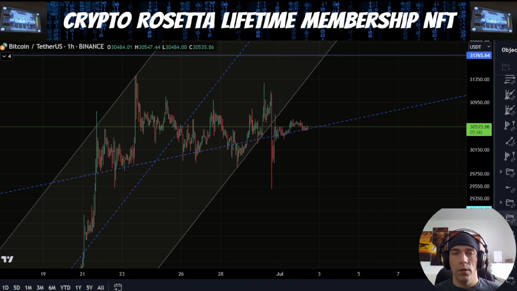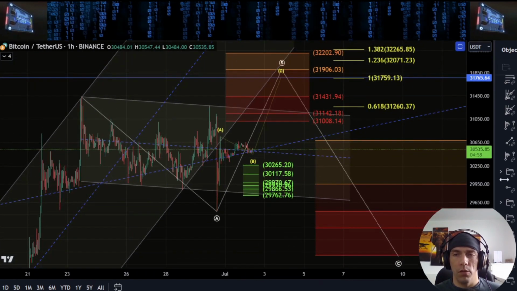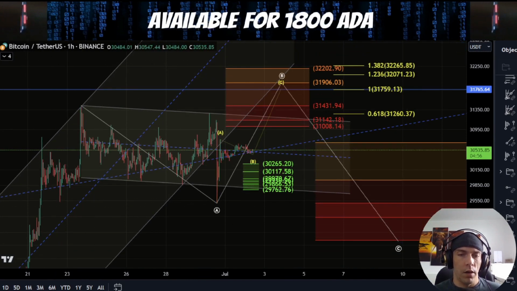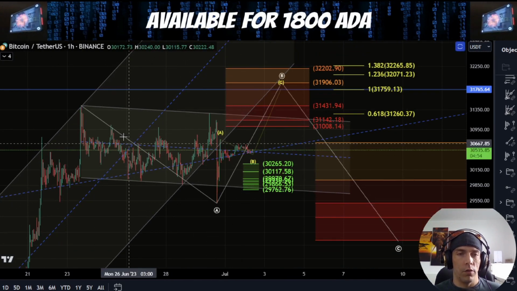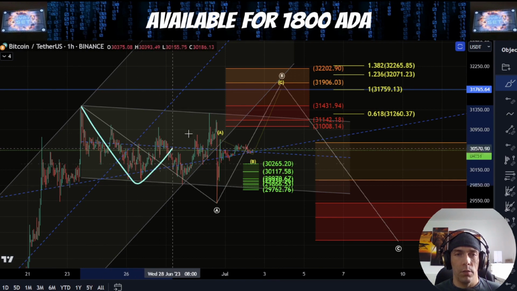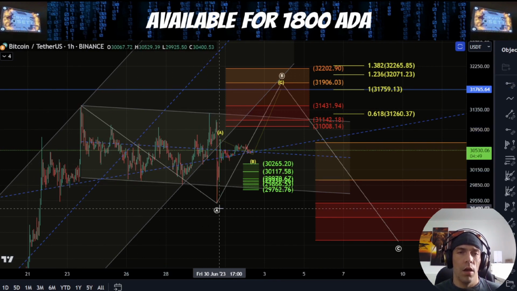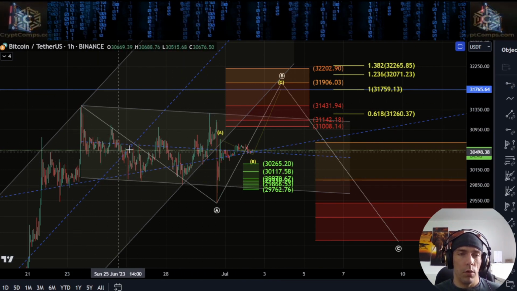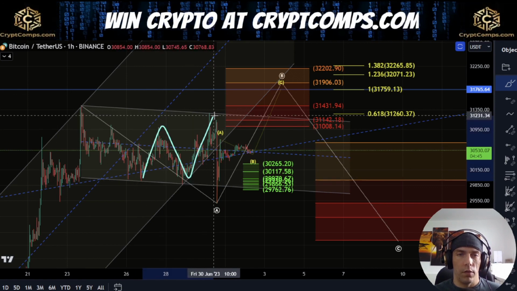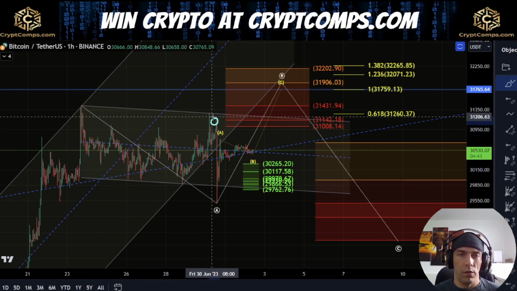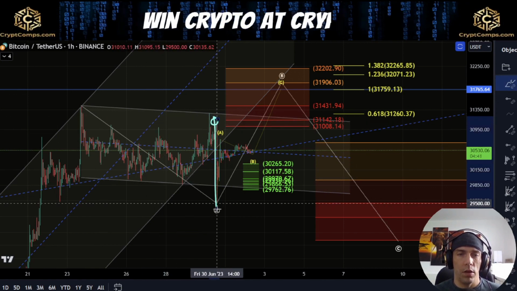So if we are looking at this as a corrective move, one thing I'm just being mindful of is if we count this whole move here as a corrective structure here, where either we count this as W, X, and Y, or alternatively, what we could argue is that within here, we've had this as a flat correction, which completes into this point here, and then we've got a completed move here.